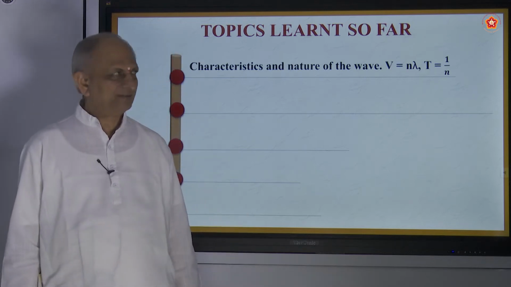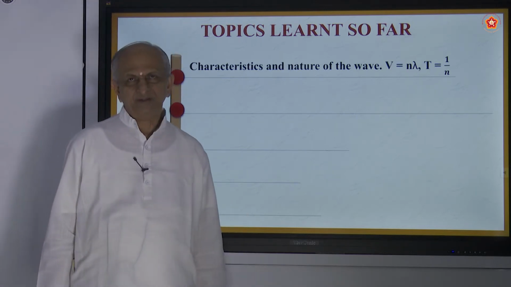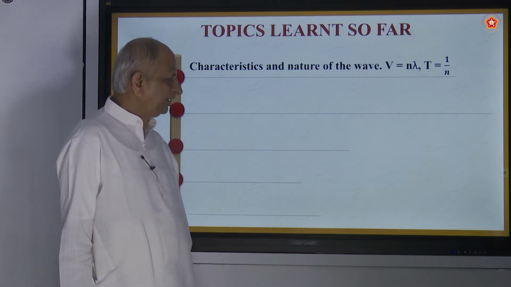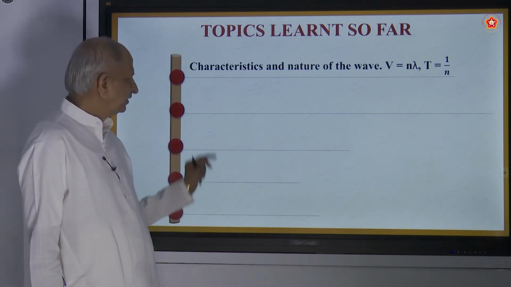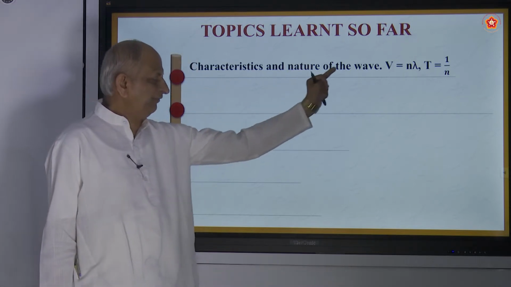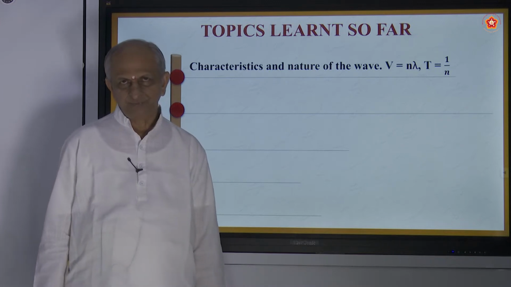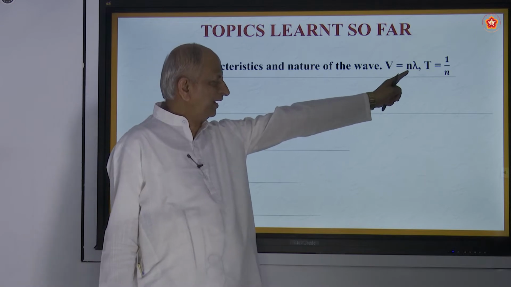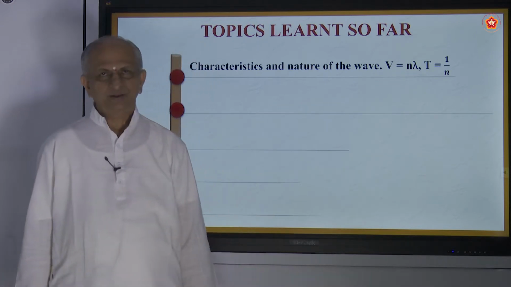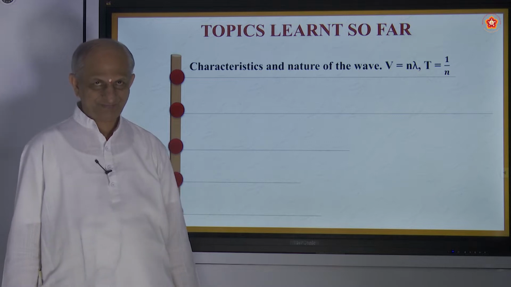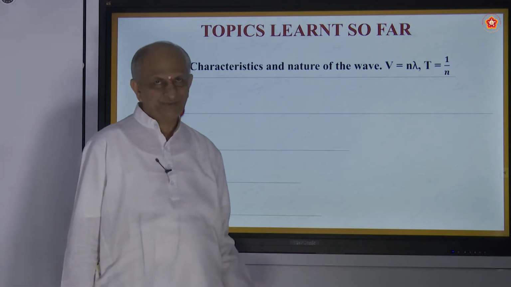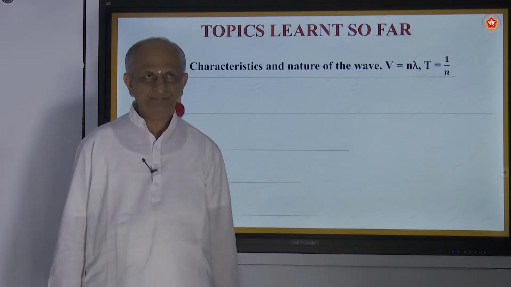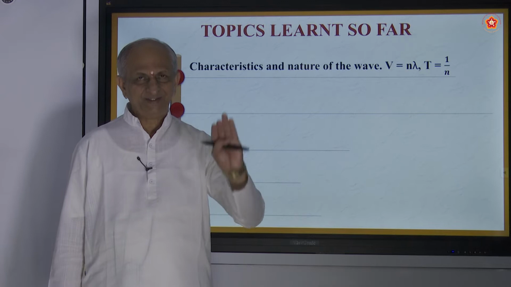In the previous class, we have seen some interesting things. Just to recall some of them: the characteristic and nature of the wave. We have two important formulas here. V is equal to n lambda. What is V? Velocity of the wave. What is a wave? A wave is the disturbance caused in a medium by an external agency.